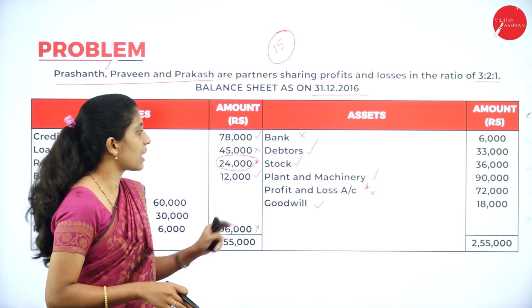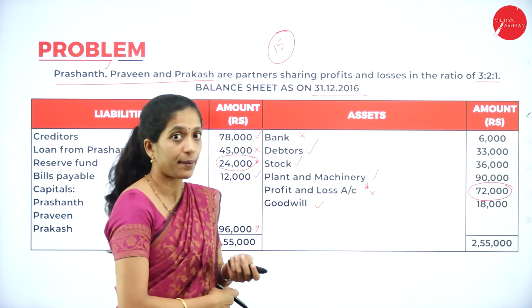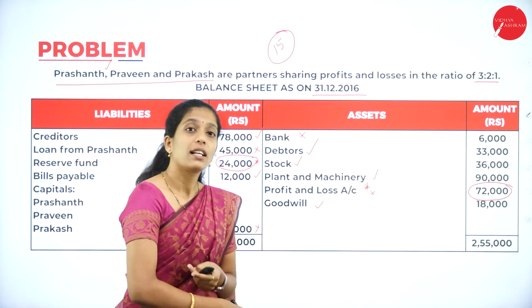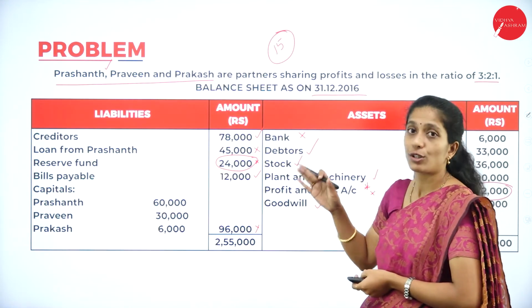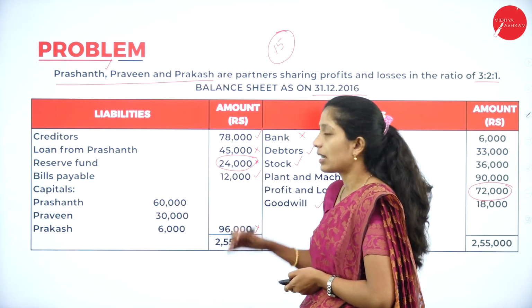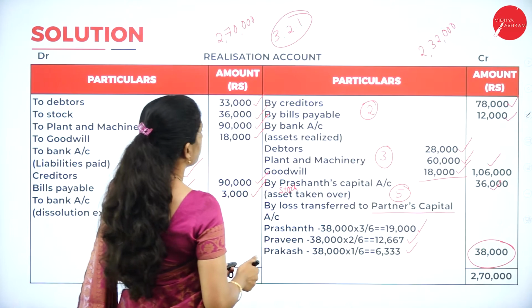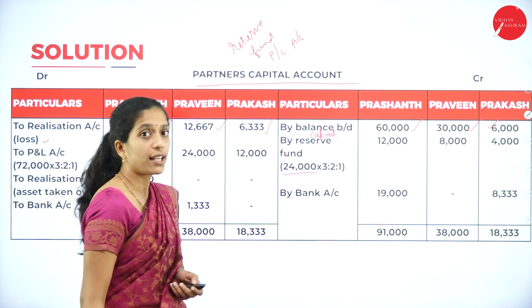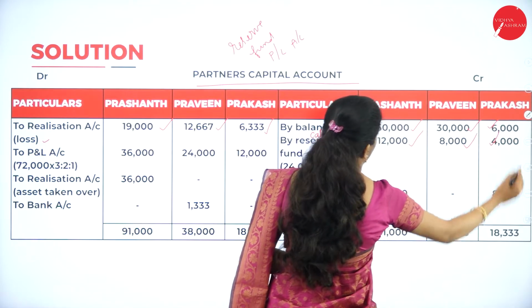And coming to the asset side, we have profit and loss account 72,000, but it is there in the asset side. So transfer this profit and loss account to all the partners in the debit side of your partners' capital account, whereas transfer this reserve fund to the credit side of your partners' capital account. First we shall transfer the reserve, that is 24,000. So how to transfer in your partners' capital account? That is by reserve fund. So 24,000 into their profit sharing ratio 3:2:1. So each partner will get 12,000, 8,000 and 4,000.